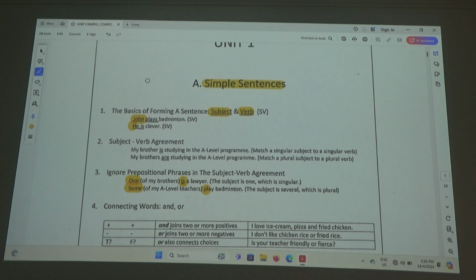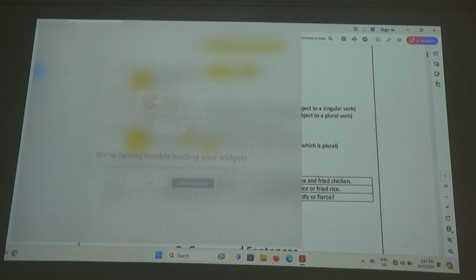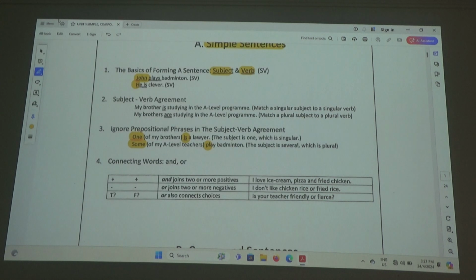Okay, let's continue. This is another part where most of us make mistakes. Is it positive, or is it negative, or is it true or false? Let's try to understand. If it is positive and positive, we use and. And joins 2 or more positives. I love ice cream, pizza, and fried chicken. We use and.